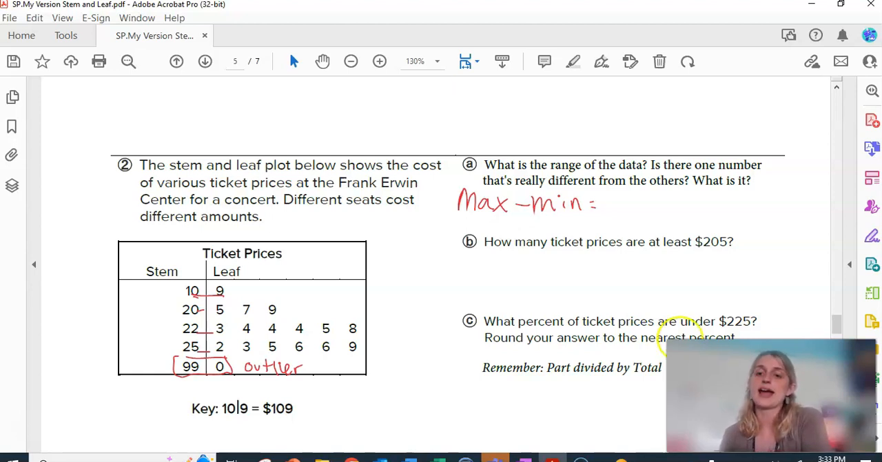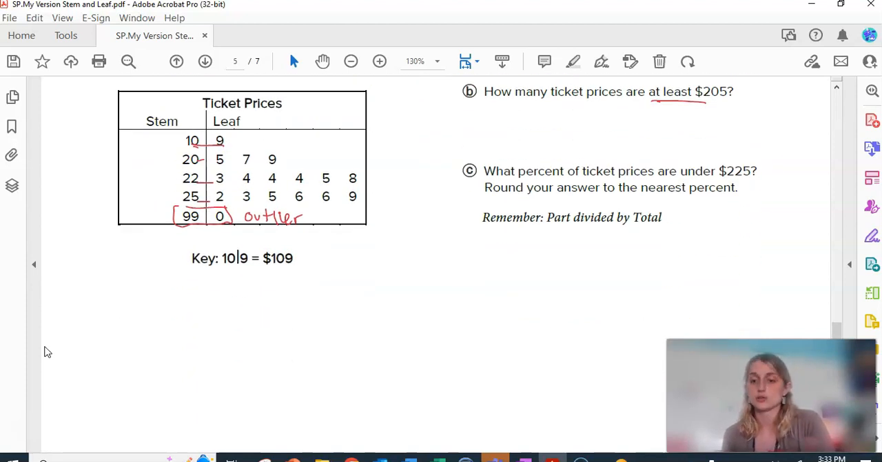How many tickets are at least $205? That means 205 or higher. So count them up. If you're having a hard time reading your stem and leaf plot, you can do what you did in part A and literally write out the whole numbers so that you can look at that list instead. That's always an option.